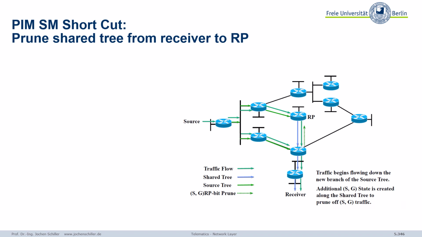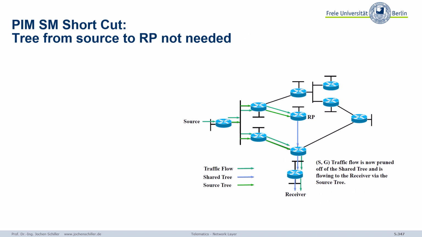The traffic then flows down the new branch of the source tree. So the source tree starts here and goes to the rendezvous point, and now we have a new branch here and the traffic flows this way. You have certain states that you have to store in the routers along this tree, and we can now actually cut off the traffic here. It's not needed any longer, and so the original source tree we had to the rendezvous point is not needed any longer because the traffic flows like this.